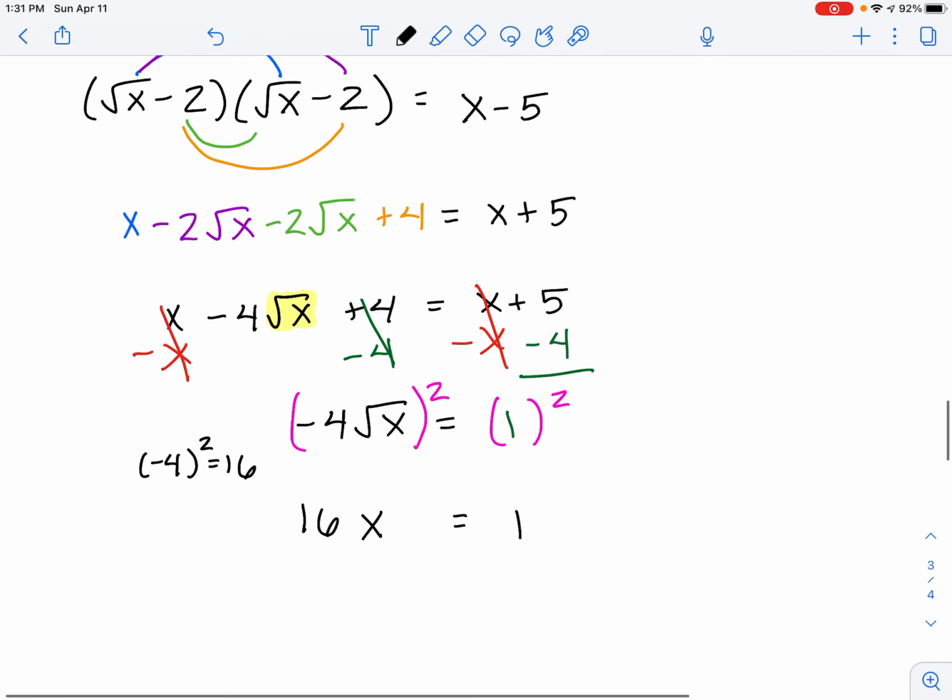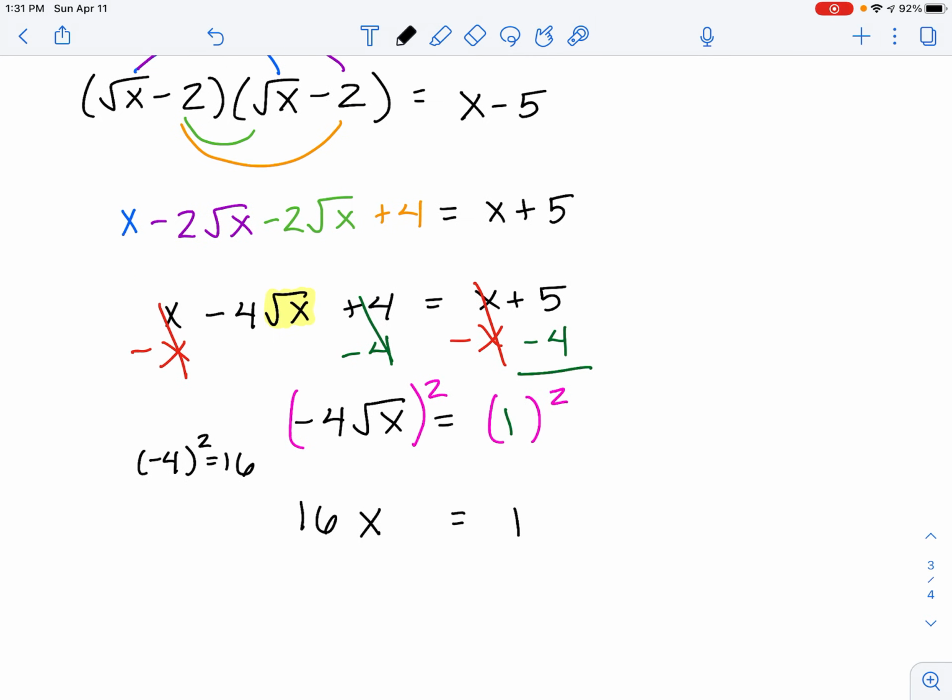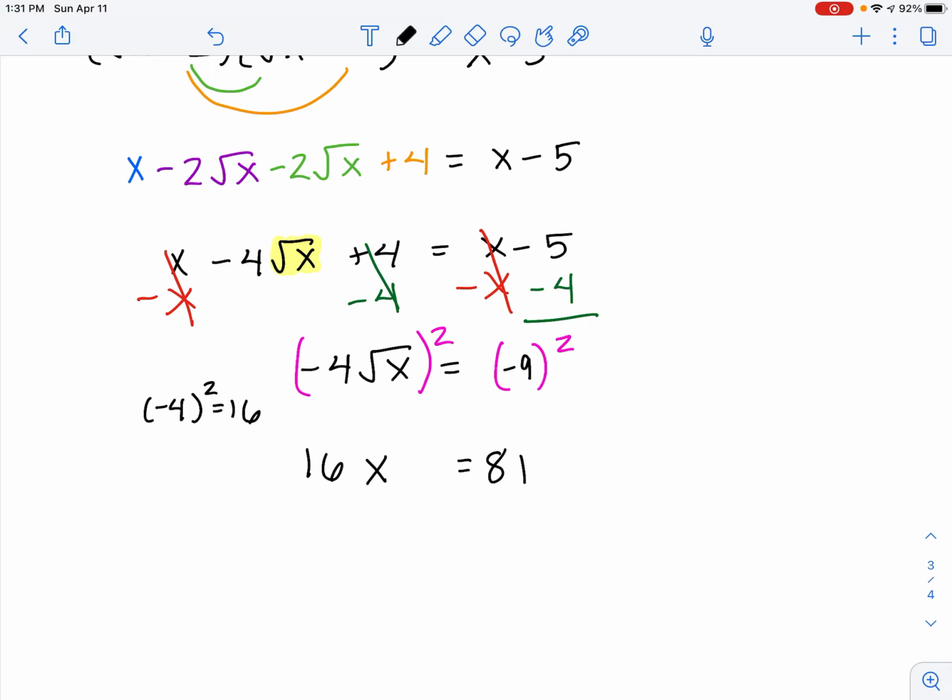Oh my goodness. I was just looking back at the problem and I totally made a mistake. This should be a -5, which makes that a -9. Okay, so -9 squared is 81. I was like, this is looking really weird. Okay, there we go. Caught back up.